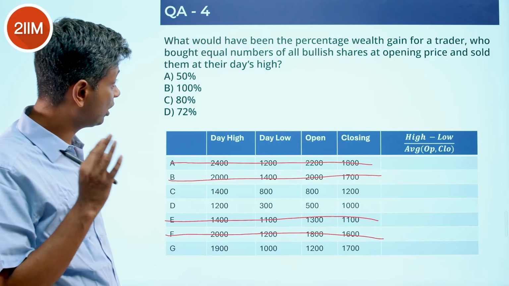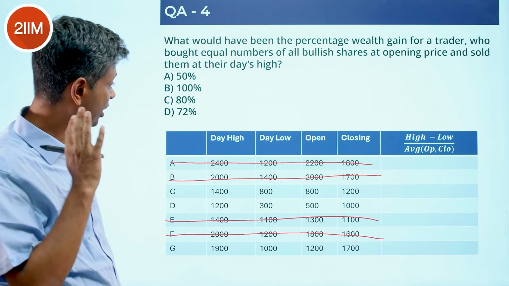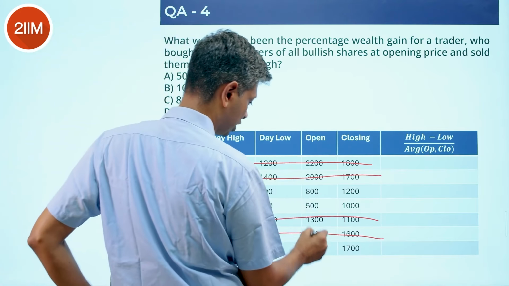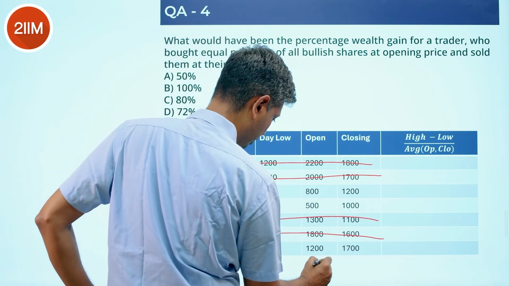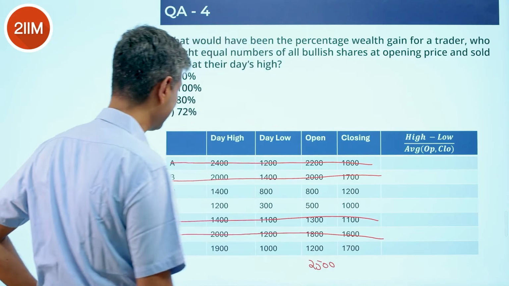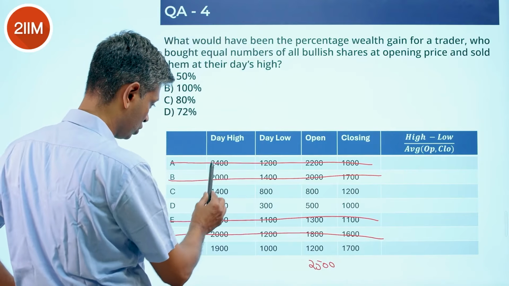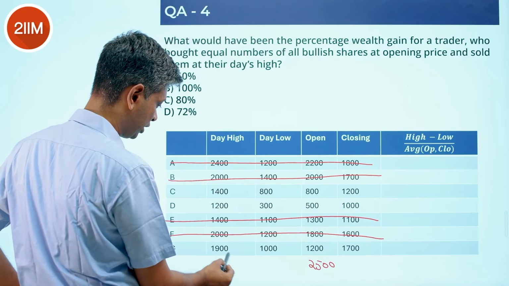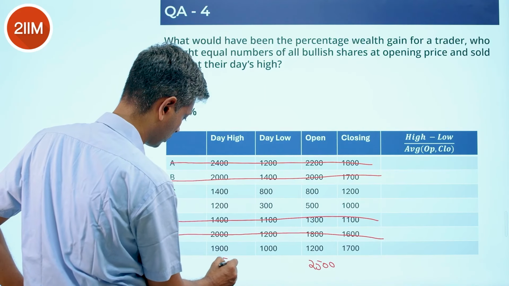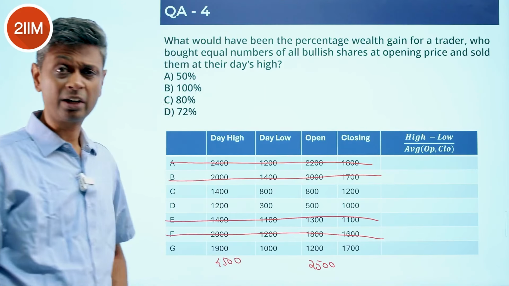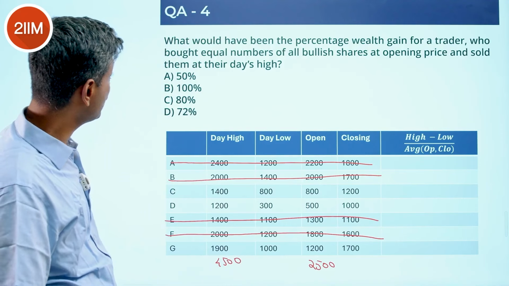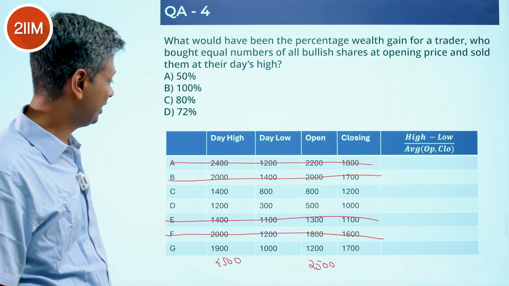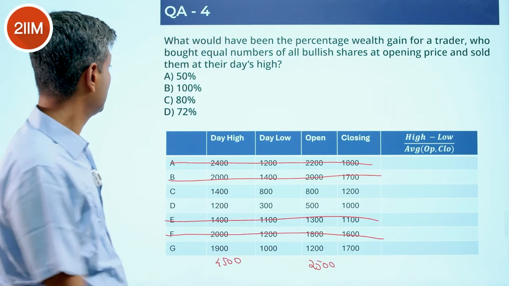Opening, equal number of shares. Opening price, he buys it at 800, 500, 1200. This is 2500 and sells it at the day's high, which is this 14, 26, 26 plus 90, 36, 45. He buys at 2500, sells at 4500. Percentage profit, wealth gain is 2000 by 2500, 80%.